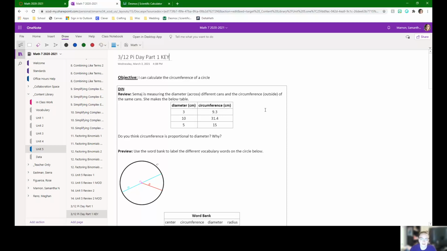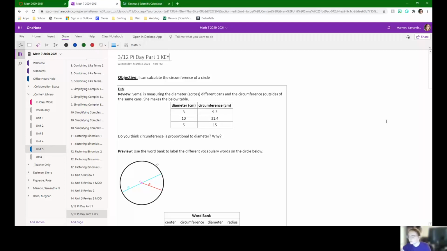So we are going to start looking at some circles today and then do some pi activities in class. So our objective today is that we can calculate the circumference of a circle. Our review question actually goes back to proportionality. Samaj is measuring the diameter, so across. Like if I have a can here, she's measuring across through the center of a circle, and the circumference, which is the outside of the same cans.